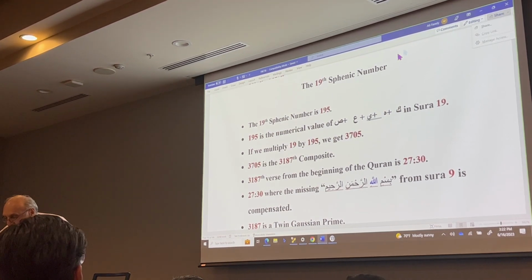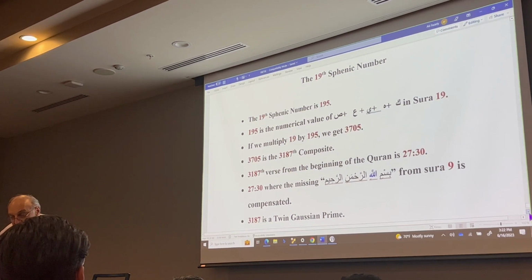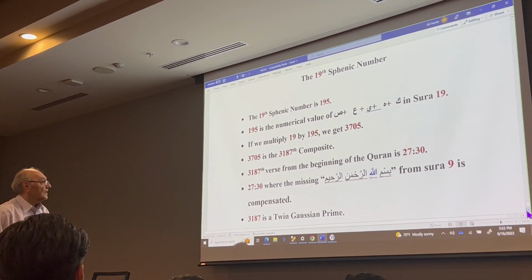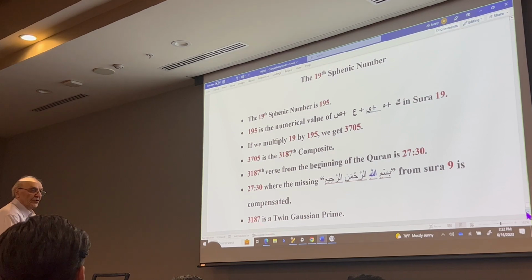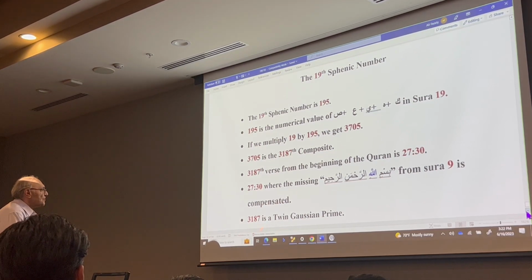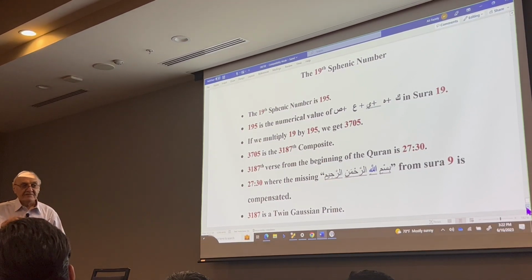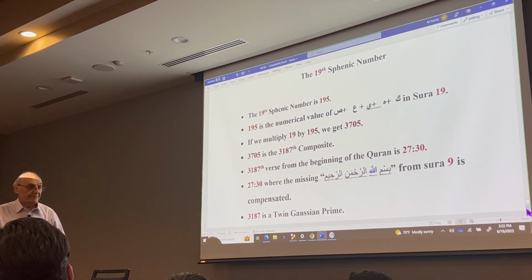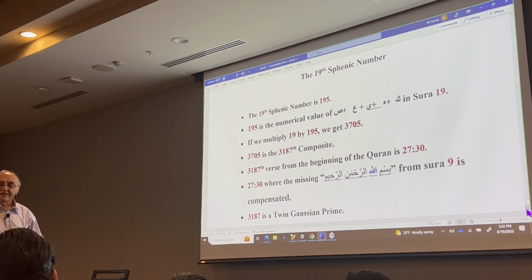And so it's a twin Gaussian prime. What a Gaussian prime is, is that if you subtract 3 from this number, you're going to get 3184. All of these such numbers are called Gaussian primes. That means that this is very advanced math. Okay, this is complex algebra. These things cannot be factored in the complex plane either. 19 cannot be factored in the complex plane.